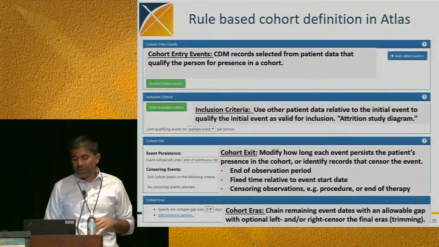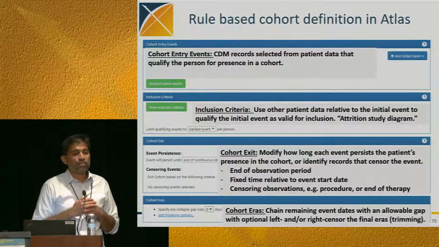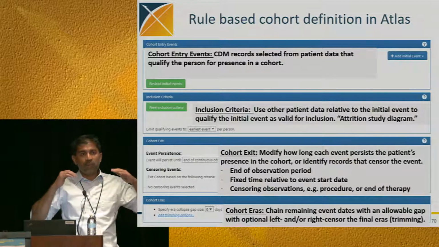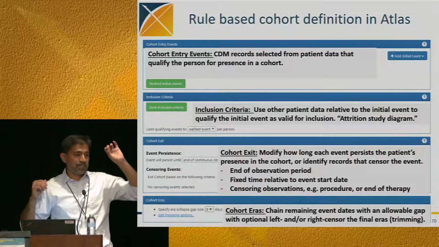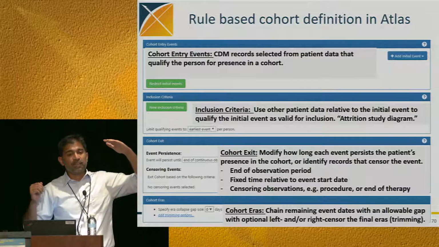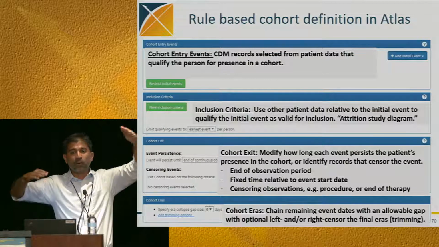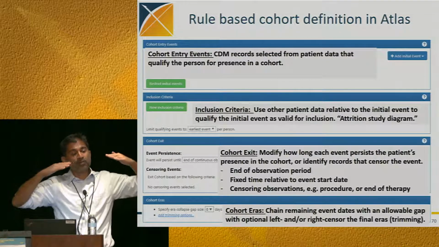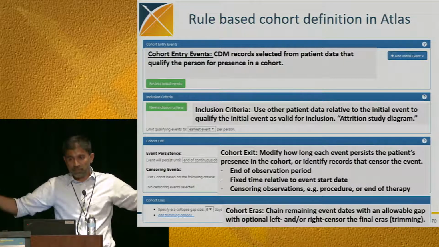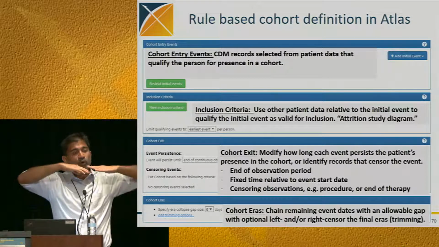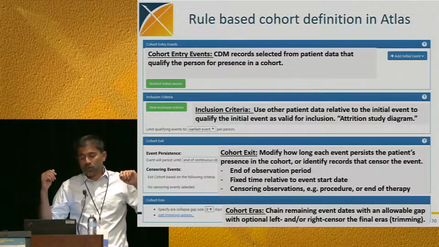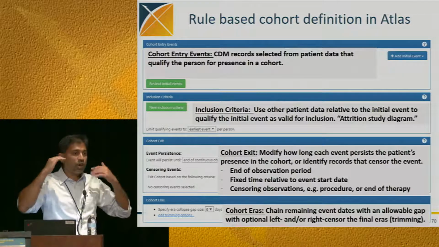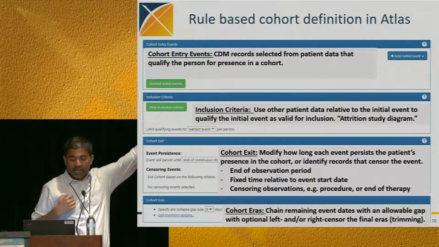And then there is the cohort errors. This is the process of chaining. So if there are events for a person, and an event is defined as something that has a start date and an end date, if there is an event for a person that overlaps with another event, Atlas will collapse them into continuous periods of time. And those continuous non-overlapping periods are the cohort definition. So there are 4 constructs in Atlas, starting with cohort entry events.